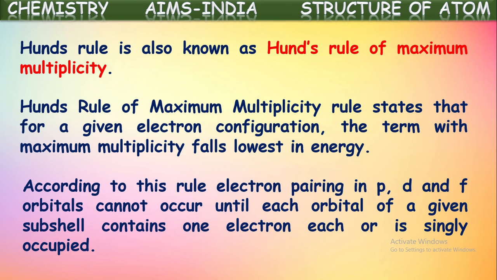So according to this rule, electron pairing in p, d and f orbitals cannot occur until each orbital of a given subshell contains one electron, that is, it is singly occupied. So first all the degenerate orbitals will be occupied by a single electron. Then only pairing will take place. Okay, this is explained clearly by Hund's rule of maximum multiplicity.